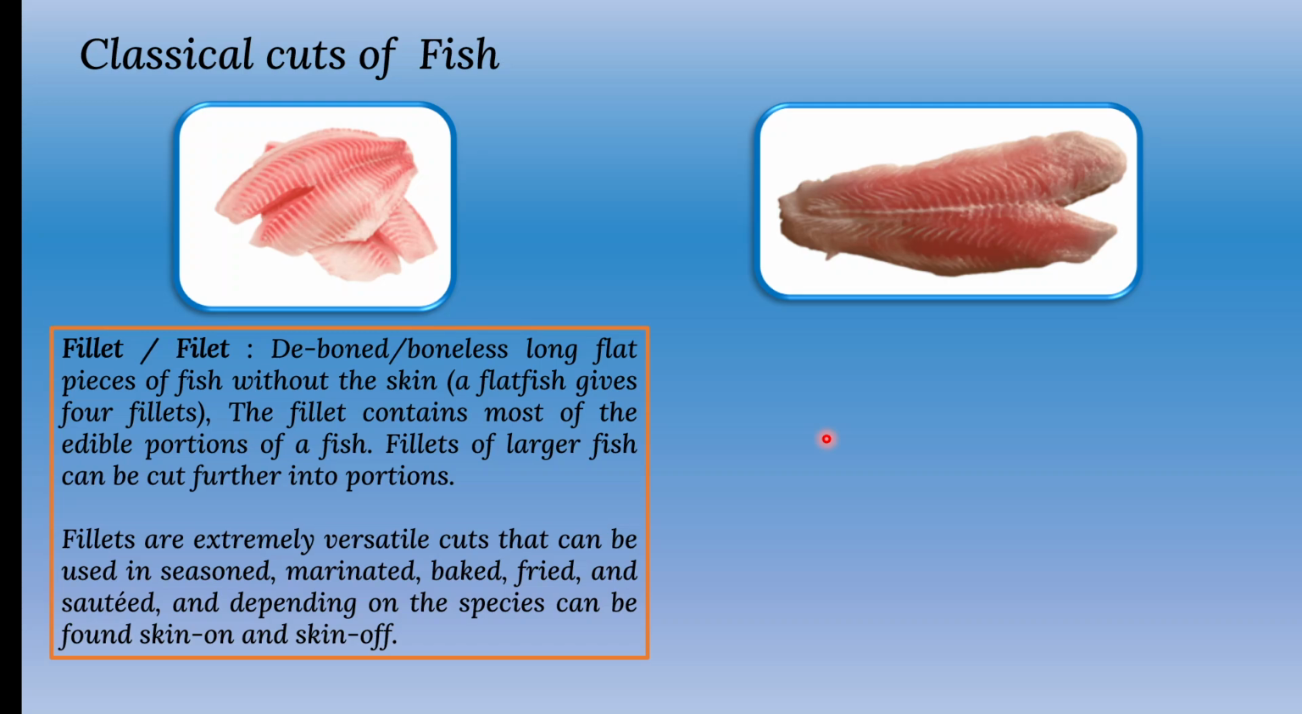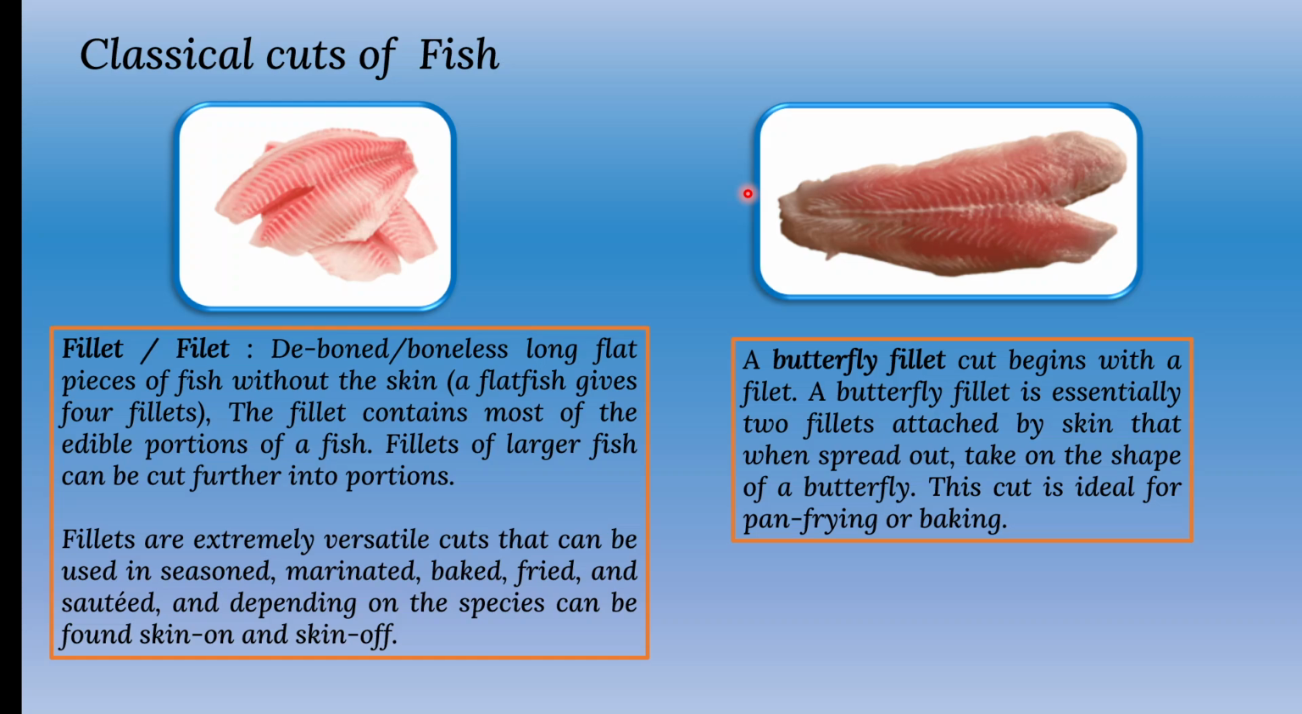Now you can see the same picture with a different diagram. Both the fillets are connected in one piece, looking like a butterfly, and because of that it is known as the butterfly fillet. This cut begins with a fillet. A butterfly fillet is essentially two fillets attached by skin that, when spread out, take on the shape of a butterfly. This cut is ideal for pan frying or baking.